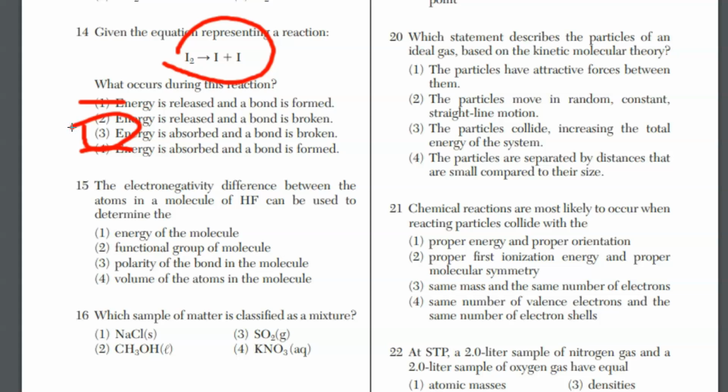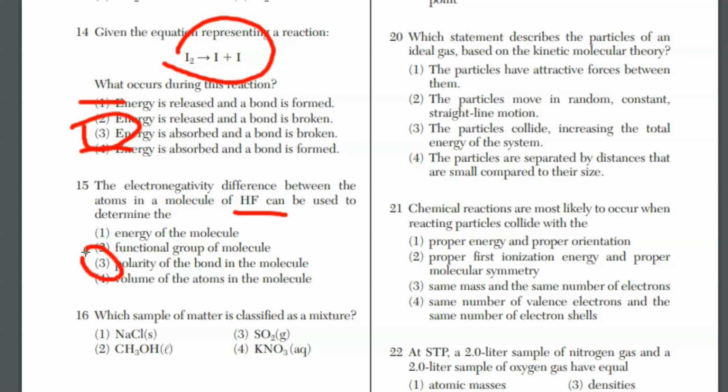For question 15, the electronegativity difference between the atoms in a molecule of HF can be used to determine. Well, what electronegativity differences do is they tell us what's going on as far as the bonding between the atoms, which is choice 3. Also, for individual atoms, electronegativity tells us how much of a pull an atom will have on trying to get an electron.